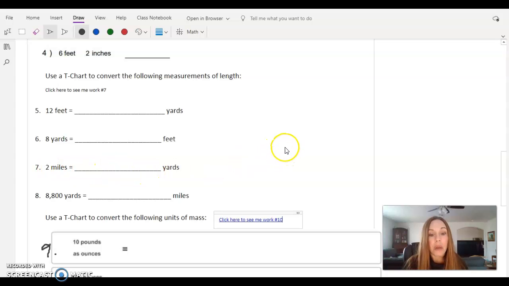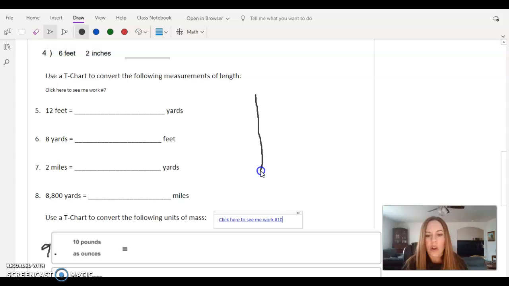I want you to take a moment and create your own T-chart. Make sure that you're labeling it correctly and pause the video and let's see if you can solve it the way I would solve it. So go ahead and try to solve and then check back to see if you did it correctly.